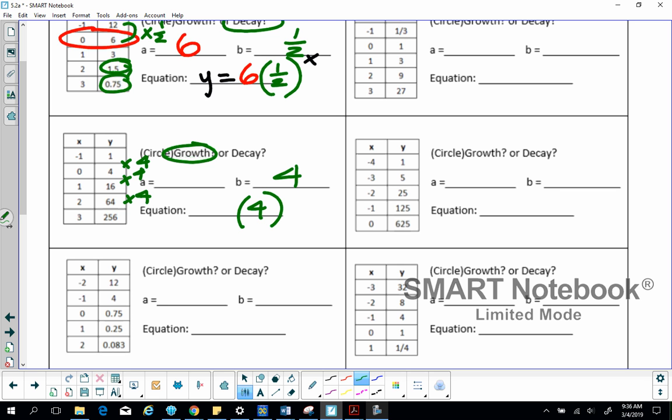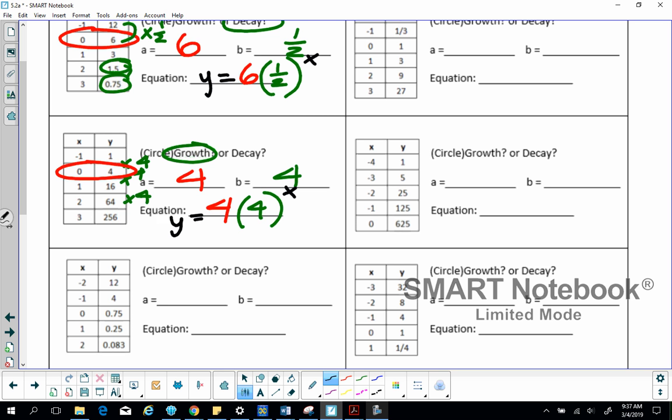What is your A, your initial value? 4 also, right? That just happens to be 4 too. And then what's always the exponent when I'm writing the equation? What letter? What goes right here? Good. So remember, x in the exponent is exponential. A lot of people miss that little x, and if they do, it's not correct.